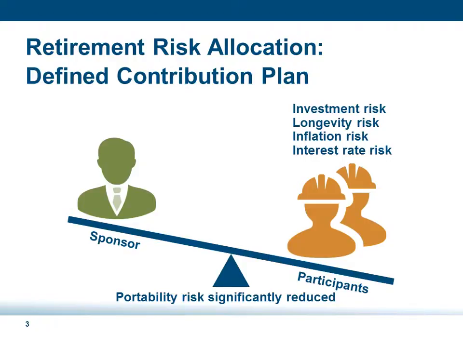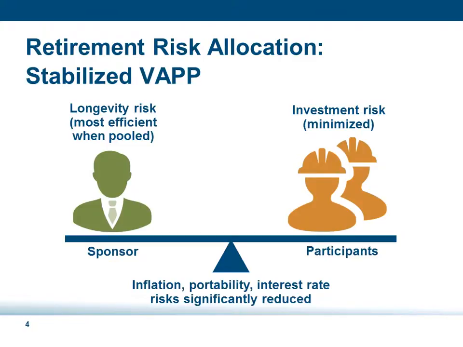So you can see that the two predominant plan designs either put most of the risk on the sponsor or most of the risk on the participants. But the stabilized variable annuity pension plan balances those risks in a more rational way, and it balances them very carefully between the sponsor and the participants. So first, let's look at the risks that are minimized. Inflation, portability, and interest rate risk are all significantly reduced.